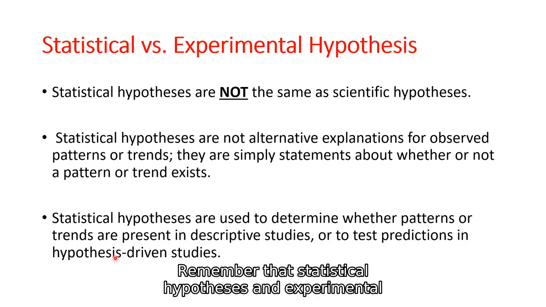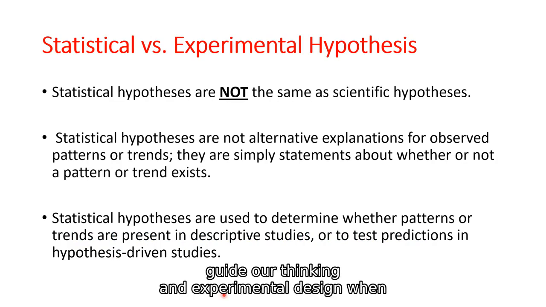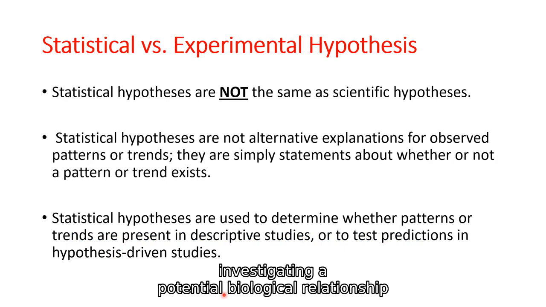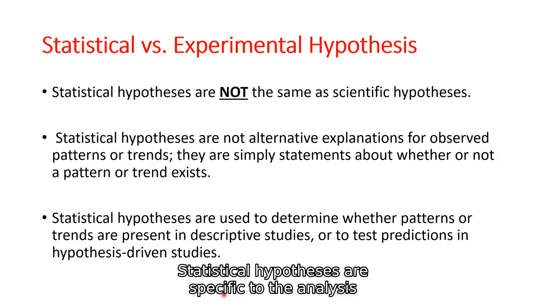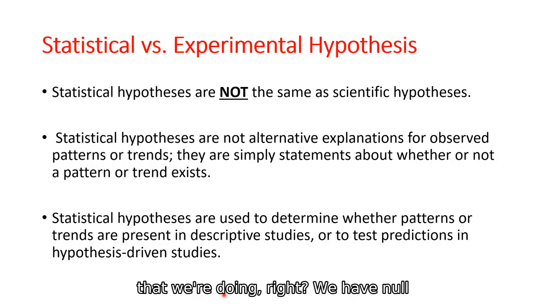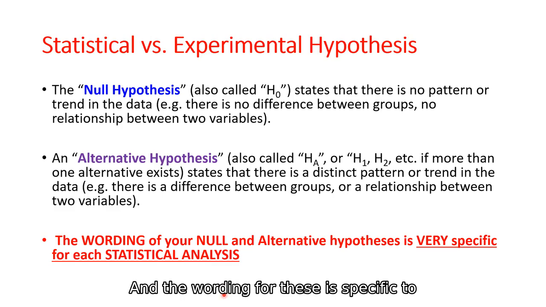Remember that statistical hypotheses and experimental hypotheses are not the same thing, right? We design experimental hypotheses to guide our thinking and experimental design when investigating a potential biological relationship between our variables of interest, right? Statistical hypotheses are specific to the analysis that we're doing, right? We have null and alternative hypotheses, H0 and HA abbreviation, right?